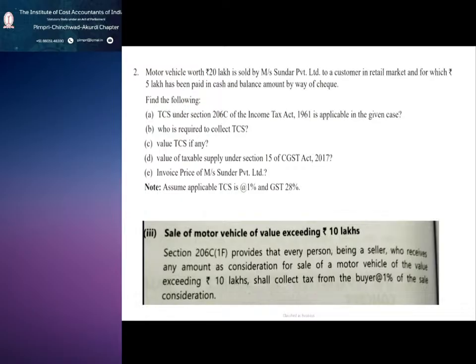So a motor vehicle worth 20 lakhs is sold by Sundar Private Limited to a customer in the retail market, for which 5 lakh is paid in cash and the balance amount by way of cheque. Find the following: TCS under section 206C is applicable in the given case. First we need to answer whether it is applicable, but you just want to understand how it will be visible in the transaction value. Who is required to collect the TCS, value of TCS if any, and value of taxable supply.